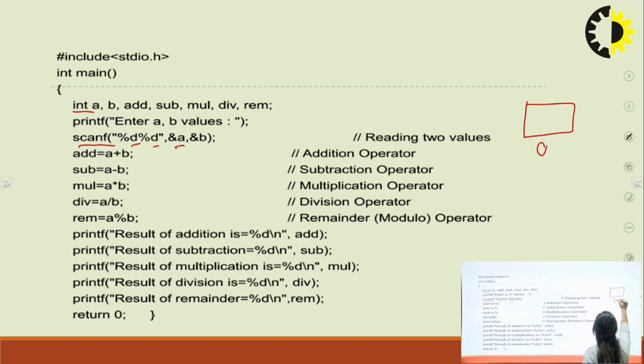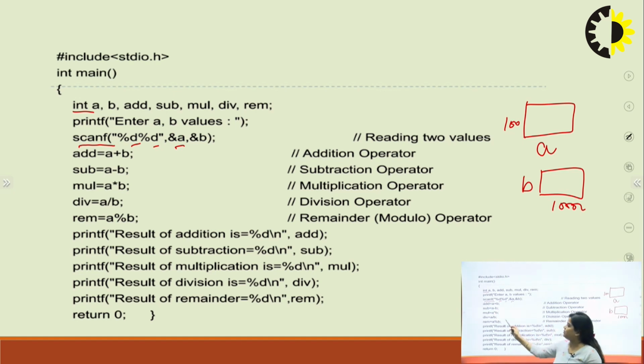Say this is A, a variable with some address, let's say 100. It is going to store the value of A, and then it is going to store the value of B, let's say at 1000. Add, multiply, divide, remainder, and the result will be printed by the printf statement. Printf is going to display the result. Correct? Okay. Now see further.